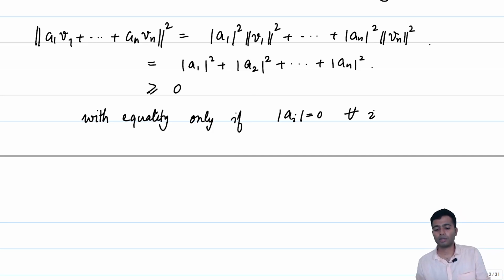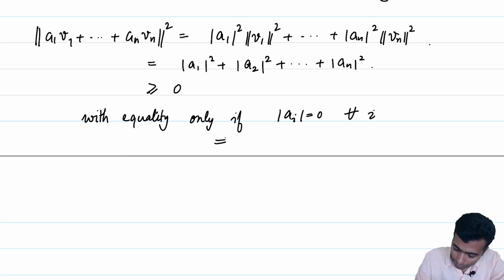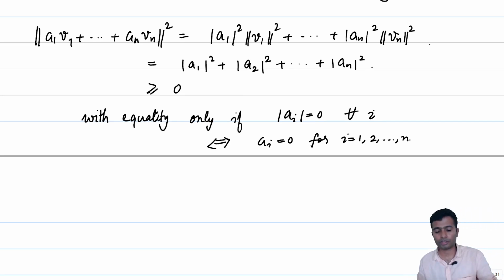So this will happen only if each of these positive numbers is 0. Even if one of them is non-zero, it will be strictly greater than 0, and therefore it cannot be equal to 0. So it is 0 means that each of them is forced to be 0. But when is the absolute value of a real number or a complex number equal to 0? This happens only if the number itself is 0, only if the scalar itself is 0. So this is if and only if ai is equal to 0 for i equal to 1 to n. And this forces our vectors v1, v2 up to vn to be linearly independent.